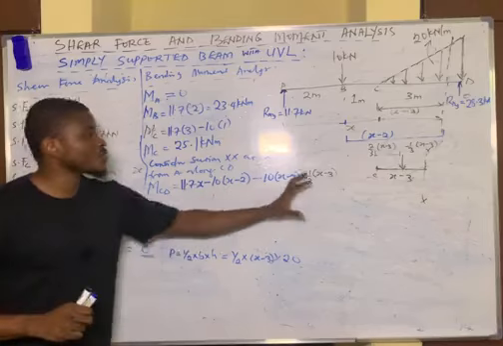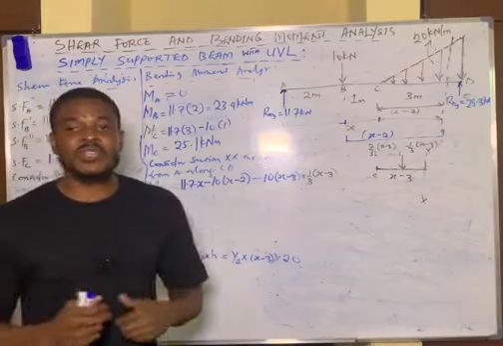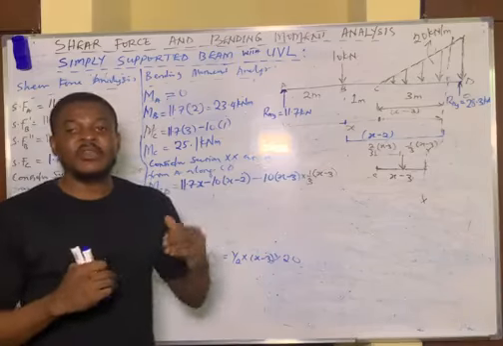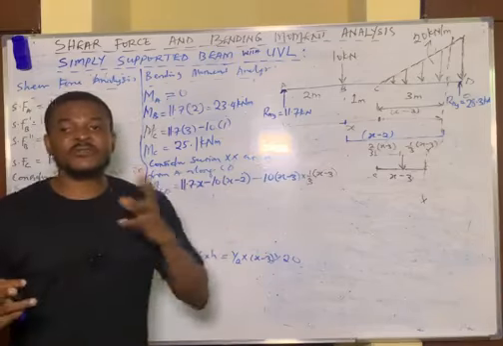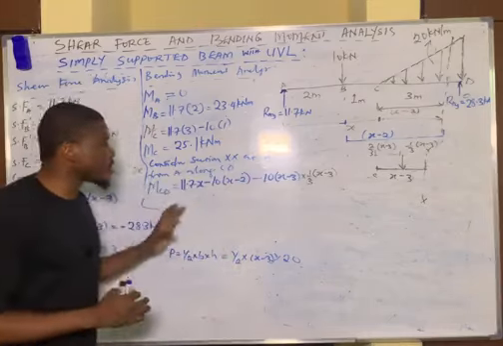If you equate this equation to 0, the value of x you obtain here is called the point of contraflexion. That is that point where the bending moment diagram changes sign from positive to negative or from negative to positive. It's called the point of contraflexion. Okay, so we are done with our moment equation.